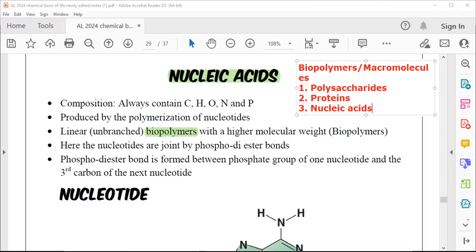Biopolymers mean only three. In an MCQ paper, if they ask which of the following are biopolymers or macromolecules, one will be polysaccharide, one will be protein, one will be nucleic acids. Mark it down. Mark and keep.